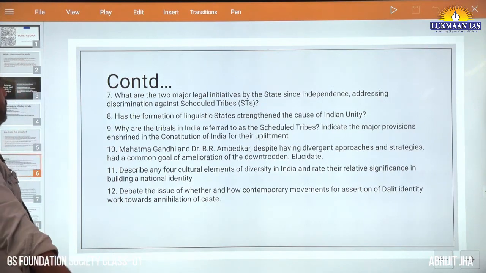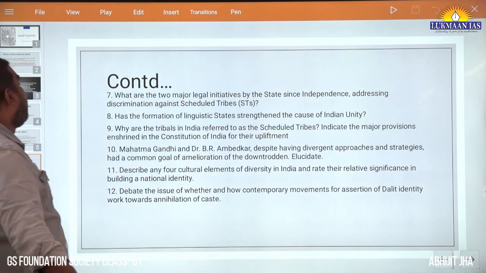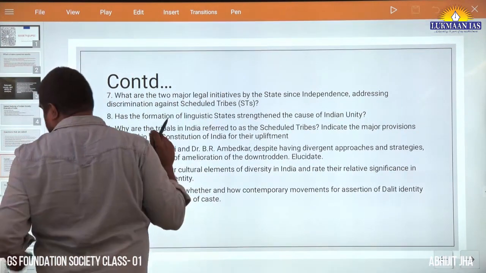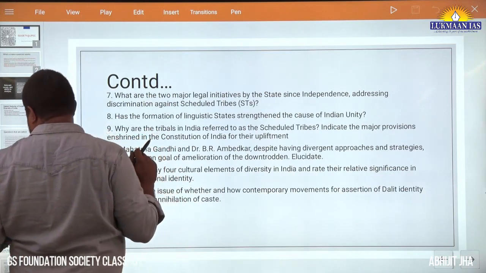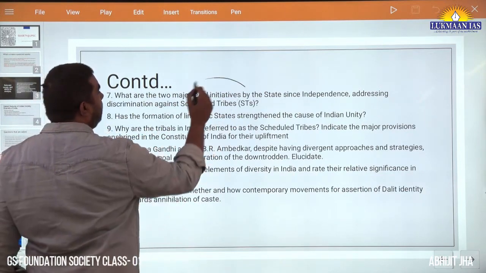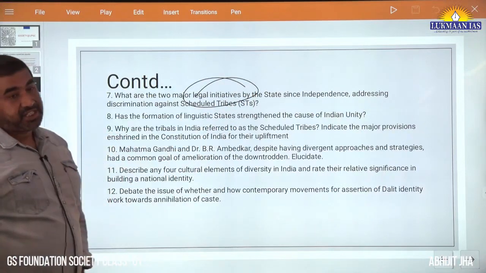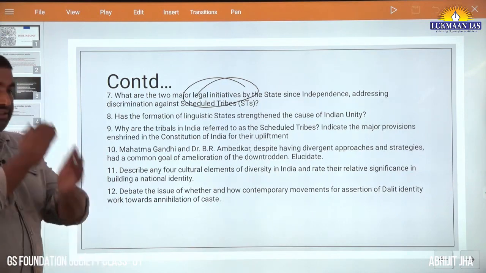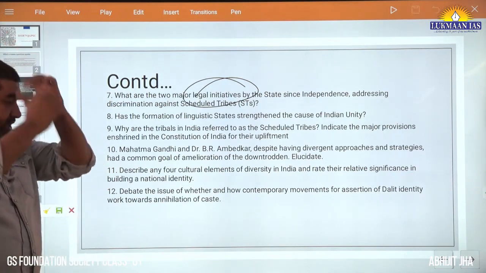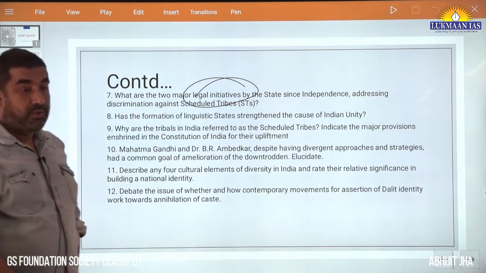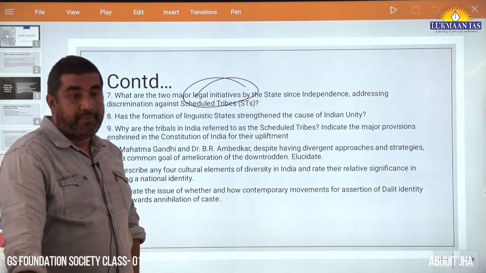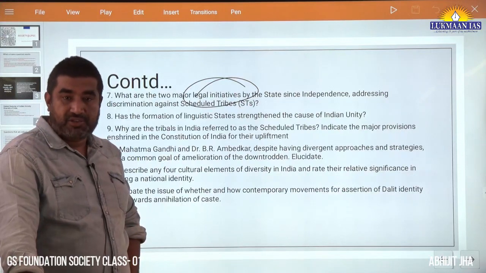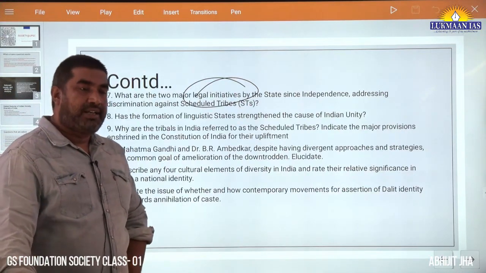What are the two major legal initiatives by the states and independents addressing the discrimination against the scheduled tribes? Now you have to understand what "legal" means in this essence. Is it constitutional or is it just normal legal procedures? Discrimination against the scheduled tribes. Anything can be, you can quote the fundamental rights also, or some particular things like tribal administrative areas and tribal panchayats.